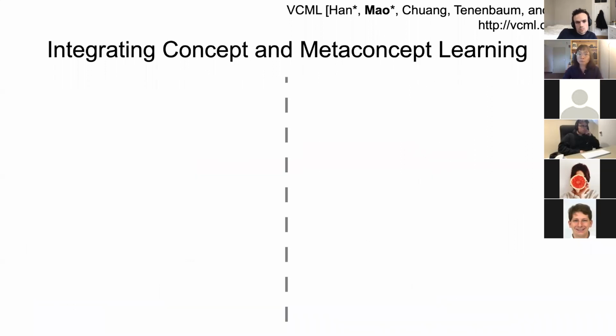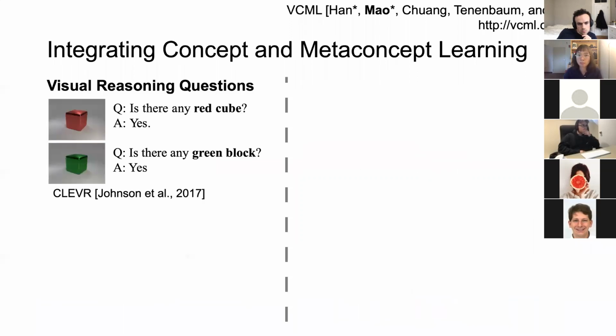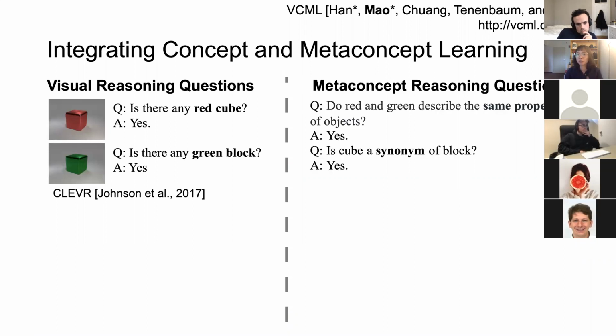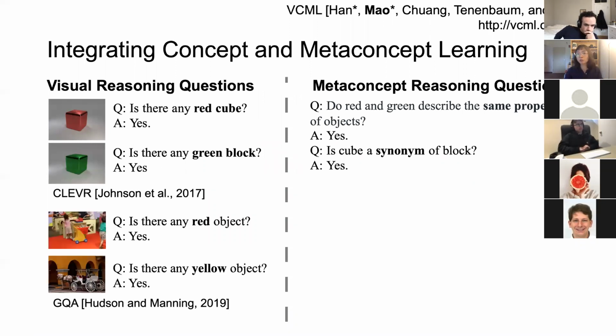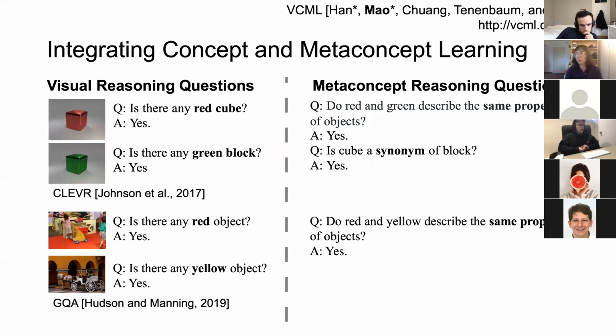So in this paper, we build a series of new data sets where we augment existing visual reasoning data sets with meta concept questions. For example, for the CLEVR data set, we add new questions querying the relationship between red and green. For example, do red and green describe the same property of objects, or is cube a synonym of block? We also extended the GQA data set proposed by Hudson and Manning by adding very similar questions regarding the relationship between different concepts.